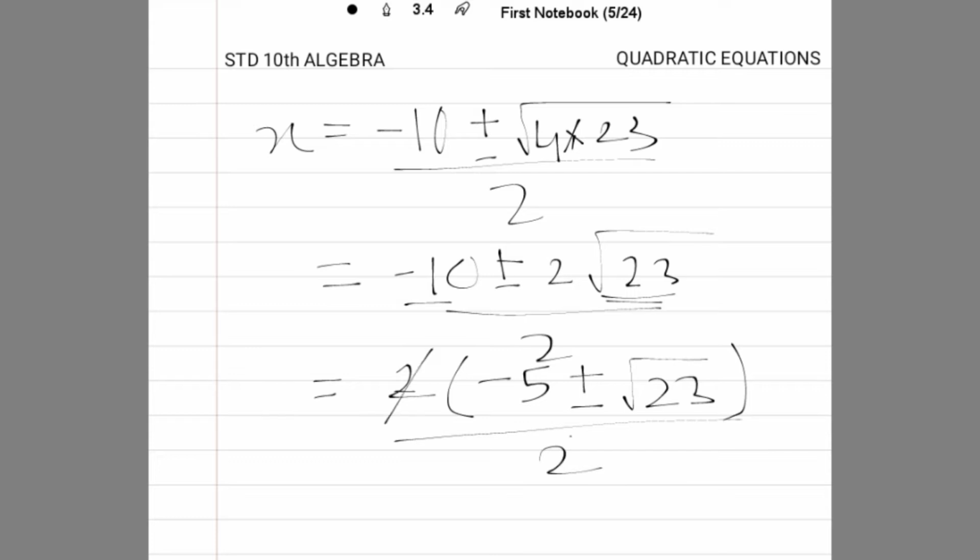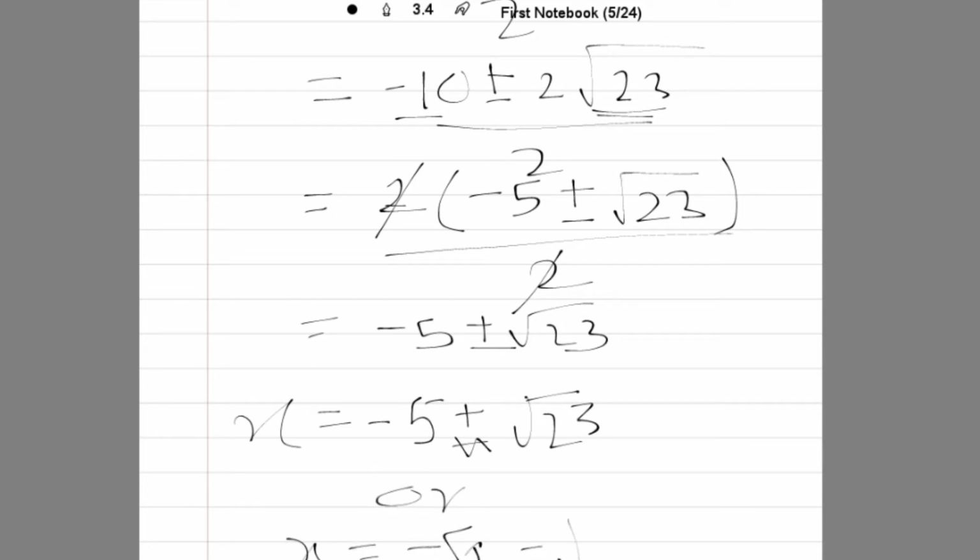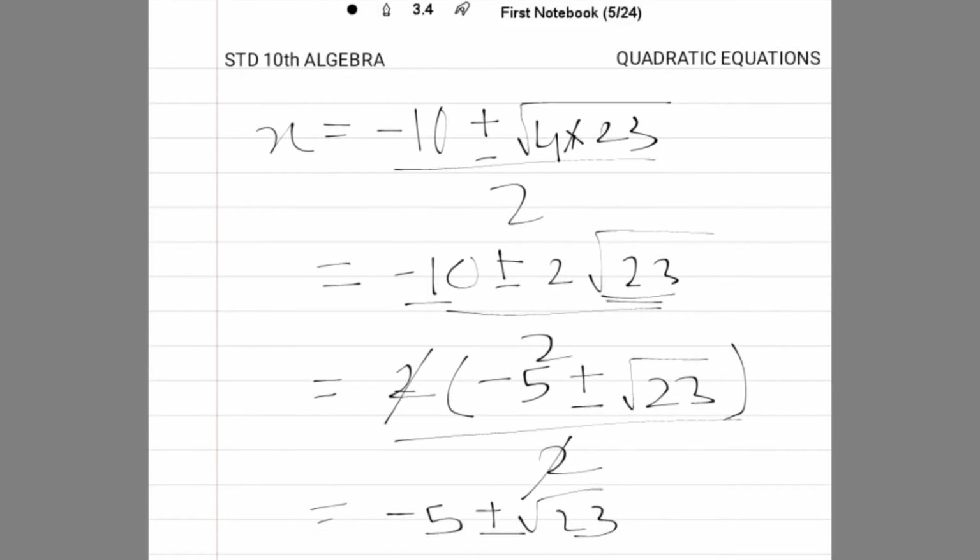Now this 2 and this 2 will get cancelled, and we will get the answer as minus 5 plus minus root of 23. So this is our final answer, and we can write it as x is equal to minus 5 plus root 23, or x is equal to minus 5 minus root 23. So these are our two roots for this quadratic equation.